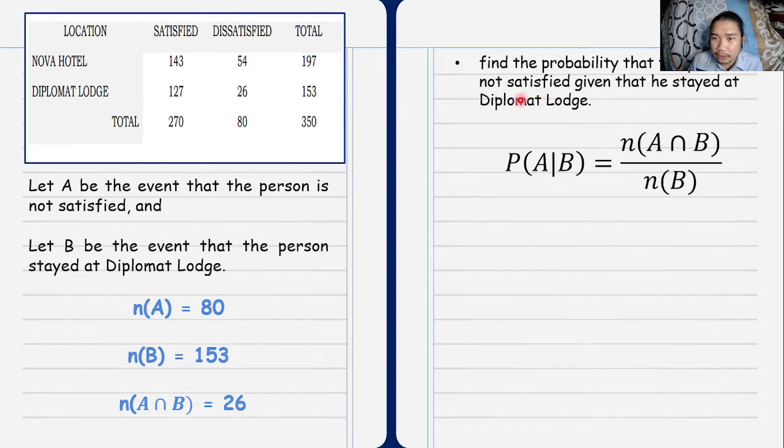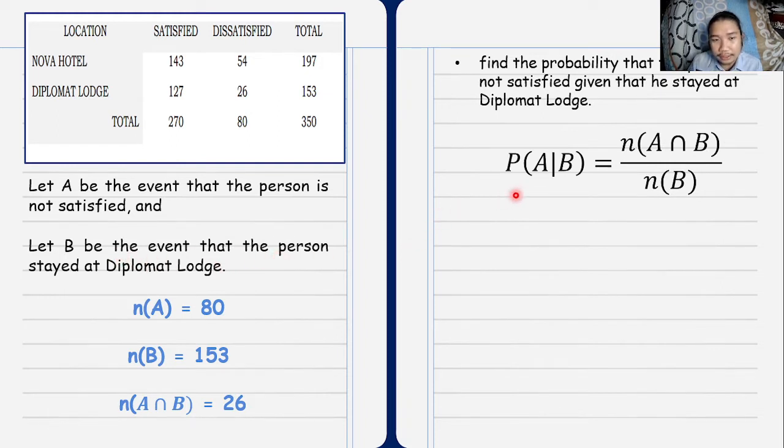Maliwanag po. So since we need to find the probability that the person is not satisfied, that is our event A. Given that he stayed at Diplomat Lodge, so that event B is our given that already occurred.